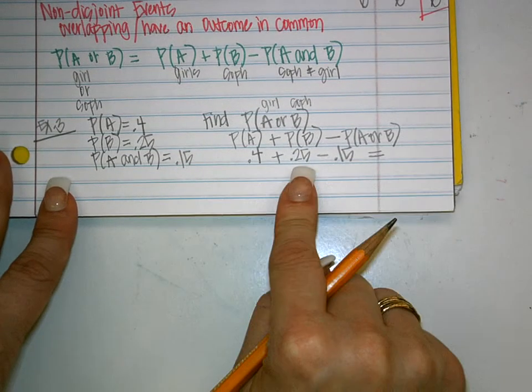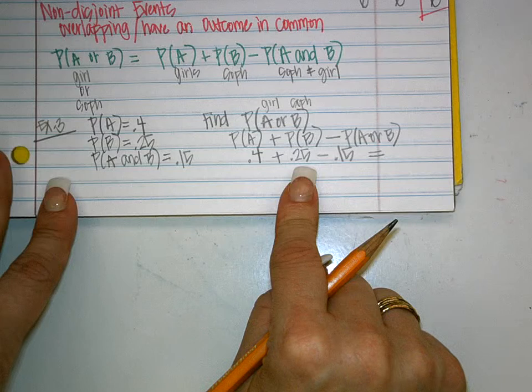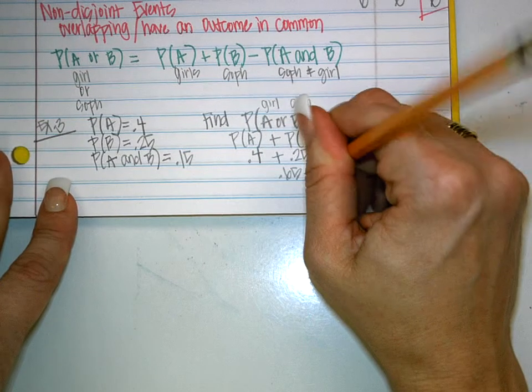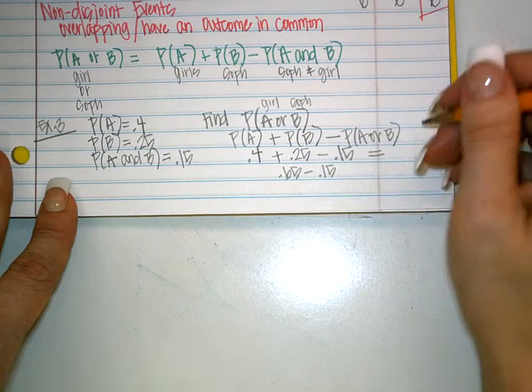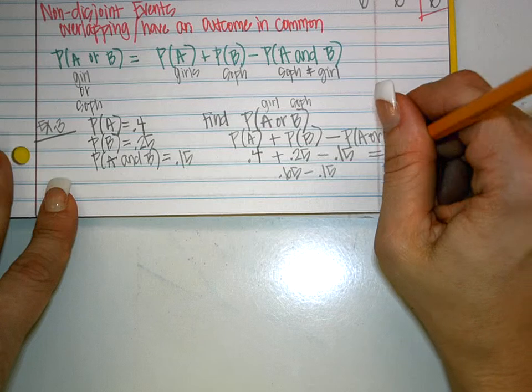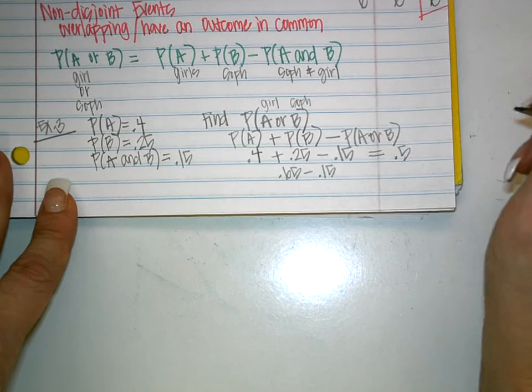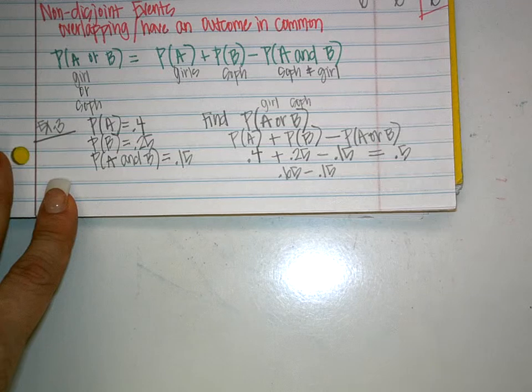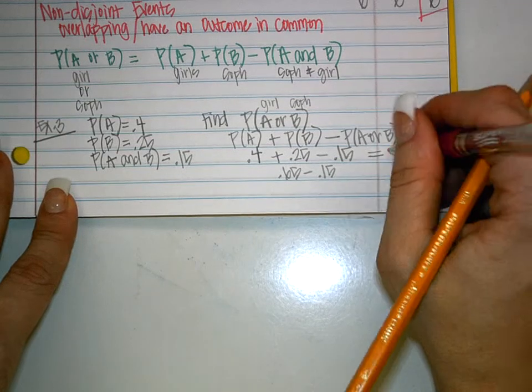Okay, double counted them. Then if you work this out, you should get what? 0.4 plus 0.25 gives you what? 0.65 minus 0.15 equals what? Line up the decimals. 0.5. Okay, you guys should be able to just add those together. So just 0.5. Question, Sam?